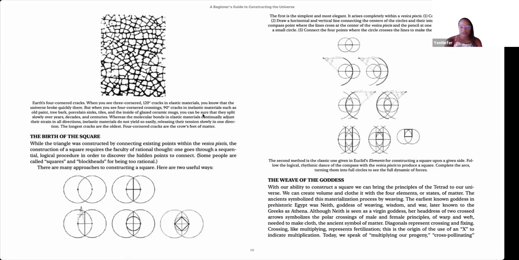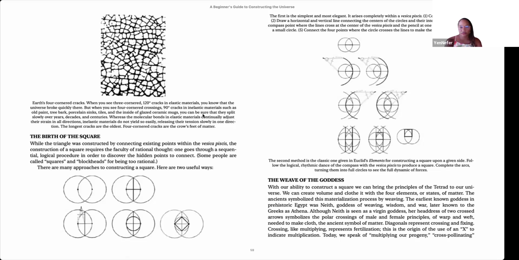The second method is the classic one given in Euclid's Elements for constructing a square upon a given side. I don't like this way. I'm just looking at it like, follow the logical rhythmic dance of the compass with the Vesica Pisces to produce a square. Complete the arcs, turning them into full circles to see the full dynamic of forces.